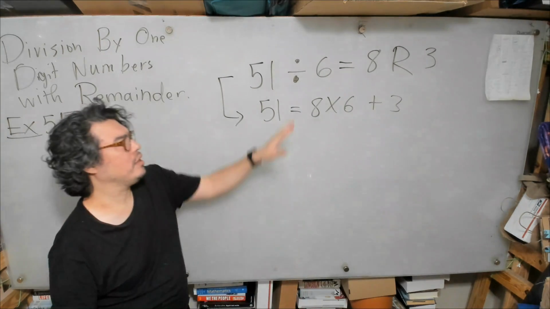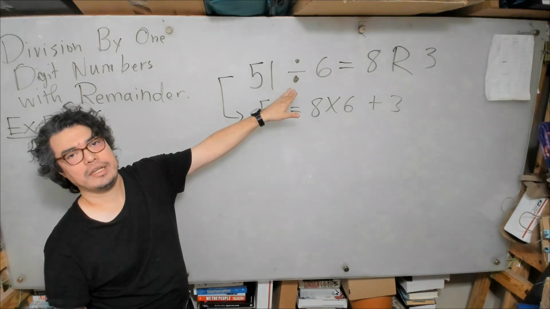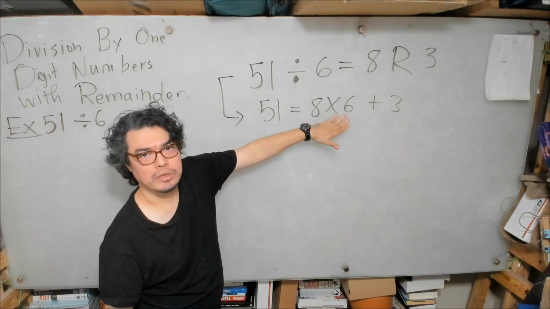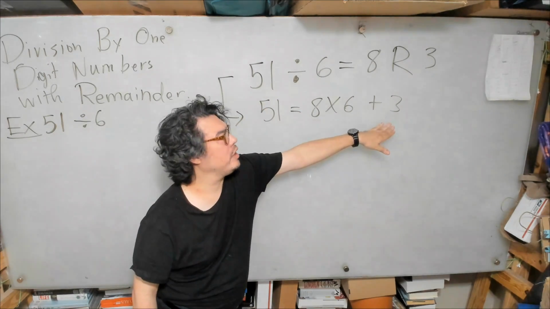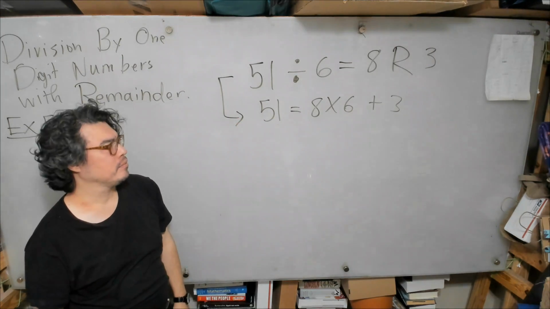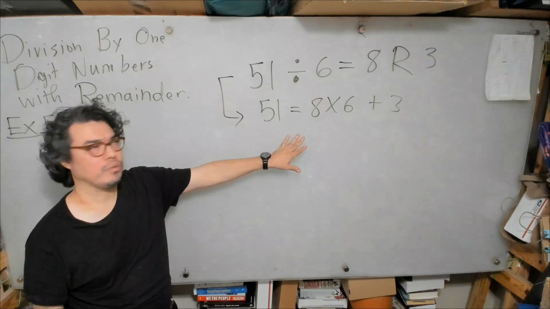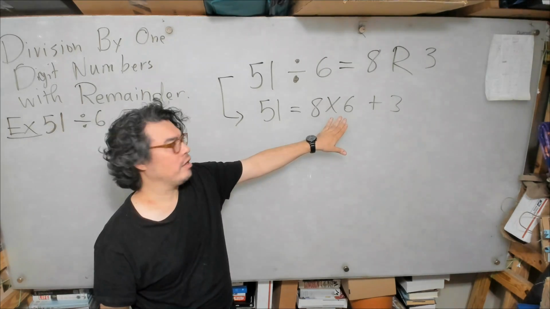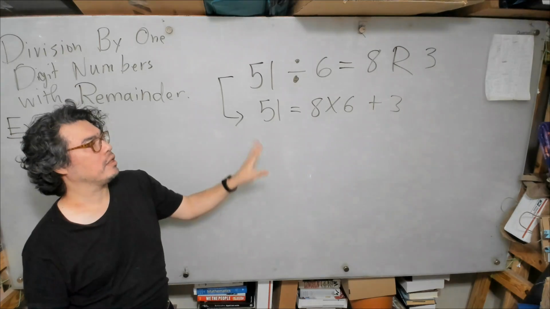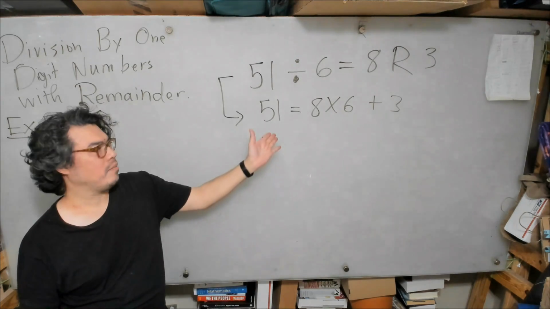Why? Let's say someone told you that this was a division fact. You could verify it easily by performing the multiplication, adding the 3, and seeing if that in fact gave you the 51, right? Of course, we already did the multiplication. We know that 8 times 6 is 48, 48, 49, 50, 51. So we know that this is correct. That's one reason why I want you to keep this in mind.